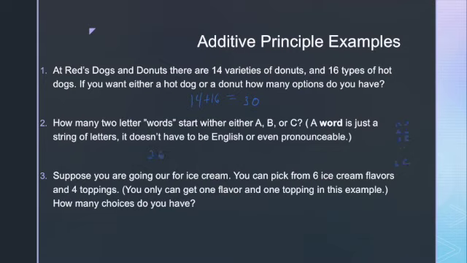Now, suppose you are going out for your favorite ice cream. You can pick from 6 ice cream flavors and 4 toppings, okay? Now, you can only get one flavor and one topping in this example. So how many choices do you have?